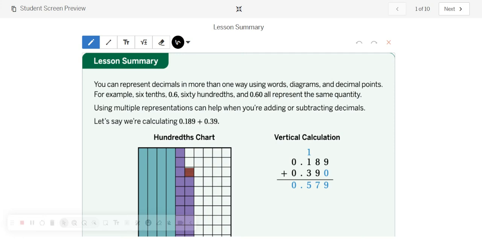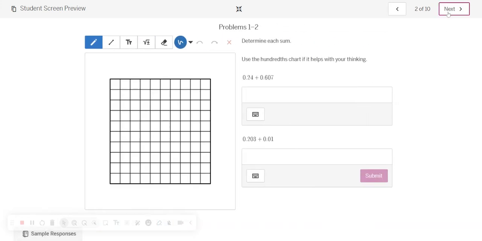Okay, in today's lesson, we worked on adding and subtracting decimals. The first step is always line up the decimal points. Really, you need to know that the tenths go with tenths, hundredths go with hundredths, thousandths go with thousandths. And so, let's look at the first problem. It says use the hundredths chart if it helps your thinking.